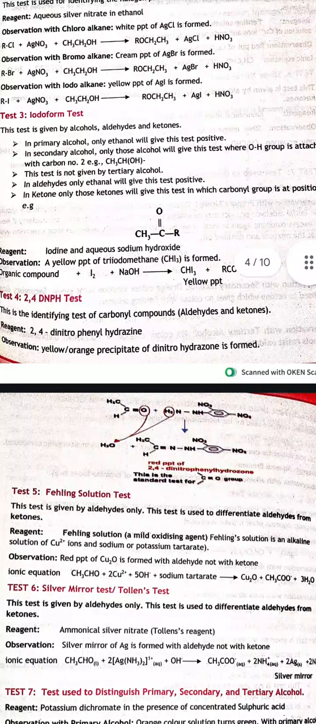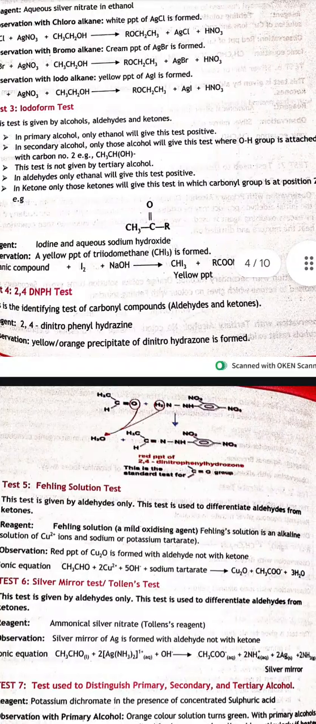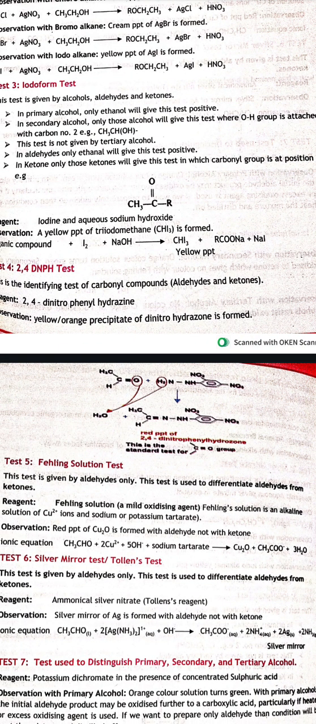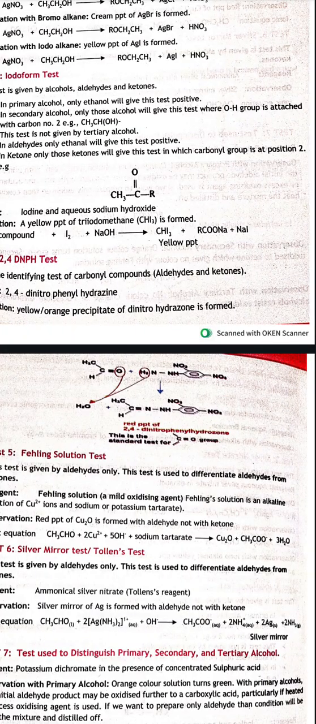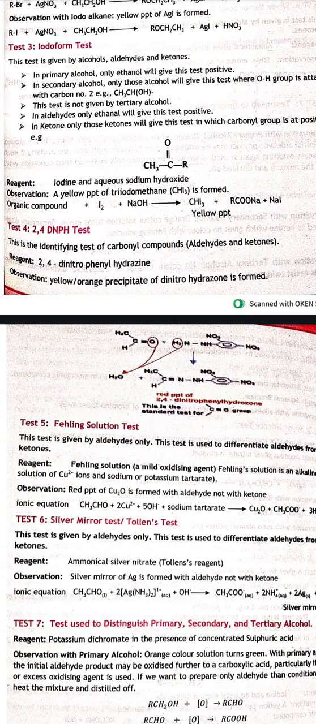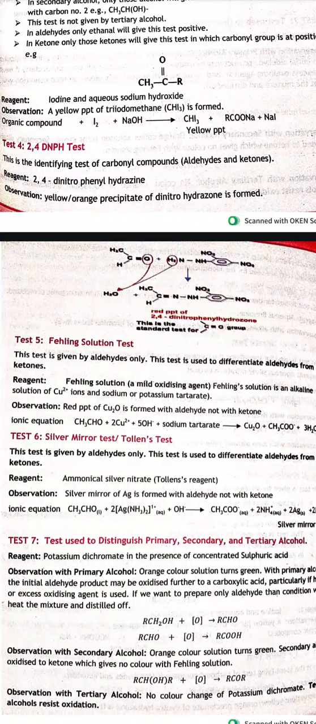Iodoform test. In primary alcohols, only ethanol will give this test positive. In secondary alcohols, the hydroxyl group is attached to a carbon bearing a methyl group. The test is not given by tertiary alcohols. In aldehydes, only ethanal will give this test positive. In ketones, only those ketones in which the carbonyl group is at position 2 will give this test. The reagent is iodine and aqueous sodium hydroxide, and the resulting product is a yellow precipitate. So this is how we perform this test.